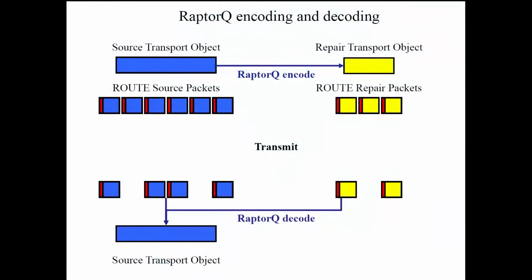Okay, so just to give a one-slide overview of how the encoding and decoding works, this is the FEC part, so to speak. It's an erasure code. What it does is it takes a source transport object, you employ the RaptorQ encoder to it, and you can generate what I call in this talk a repair transport object, so it's repair stuff. And then you packetize the original source transport object into ROUTE source packets and send those over the source protocol. You can packetize the repair object into ROUTE repair packets and send that over the repair protocol.